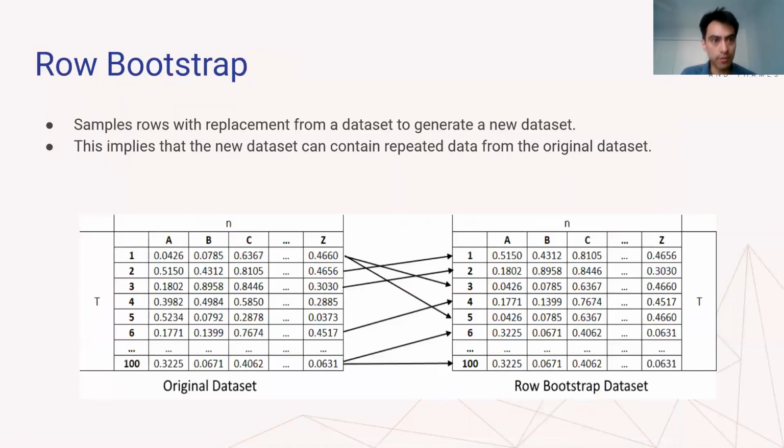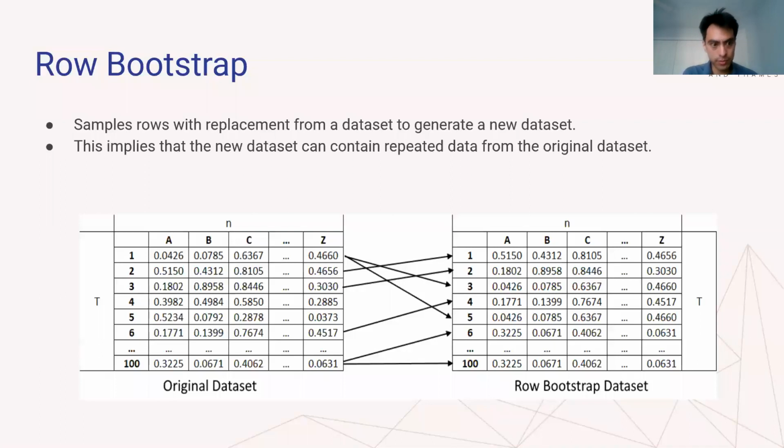I will start with the row bootstrap method, probably the simplest of all of them in my opinion. The way this one works is it samples rows with replacement from the original data set to generate a new data set. And the implication of sampling with replacement is that the new data set can contain repeated data from the original data set.